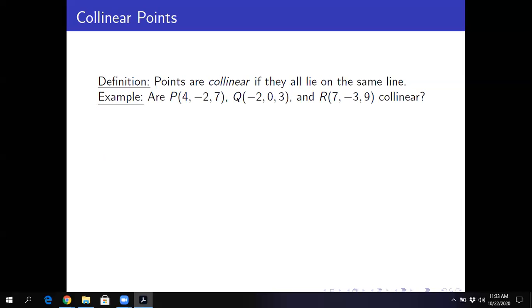So here's a question. Are the points P, Q, and R collinear? How do you think we could tell if 3 points are collinear? What do you guys think? How do you think we could tell if 3 points are collinear? What do you think?